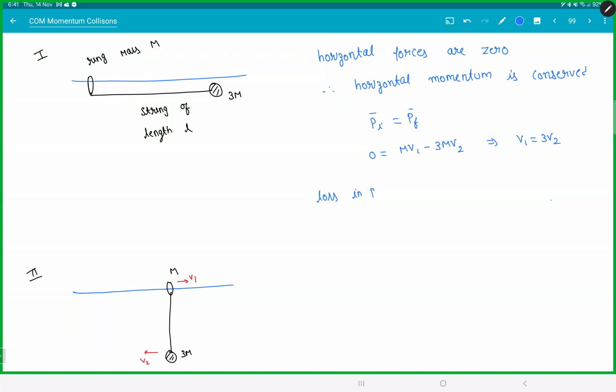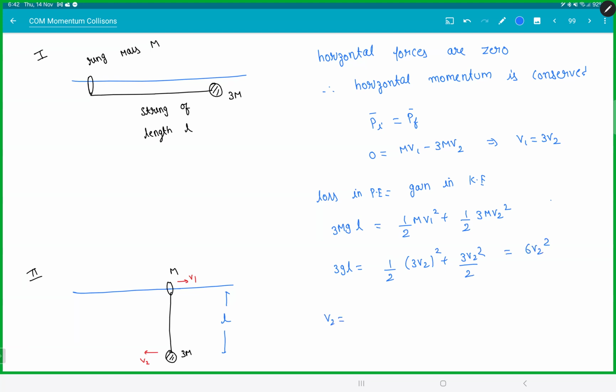Second thing, work done by external force is 0. Loss in potential energy is equal to gain in kinetic energy. The only one losing potential energy is the ball. This would be 3mgL. 3m is falling now by distance L. So that is your loss in potential energy. That would be half mv1 square plus half 3mv2 square. v1 is 3v2. Substitute here. m goes off. Half of (3v2) square plus 3v2 square by 2. That is 9 plus 3, 12, 6v2 square. v2 is equal to root gL by 2. v1 is 3 times root gL by 2.